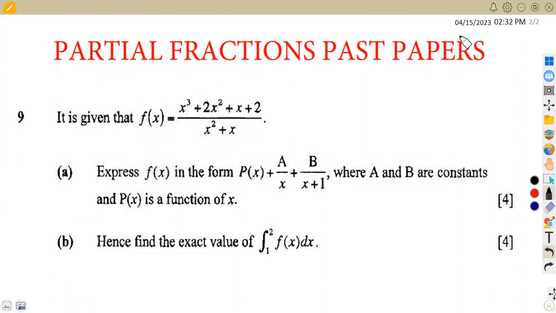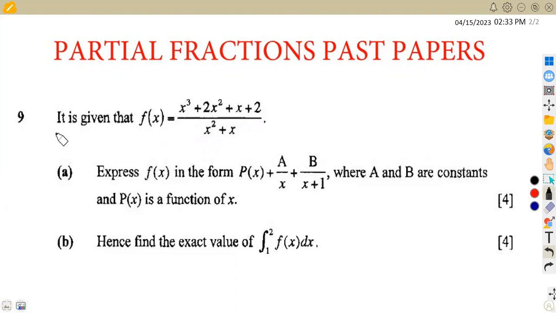Still working on A-level maths, working on revisions. Now we are on partial fractions, working with the past exam papers. In this case, I have some question papers that I just took so that we can have a revision on partial fractions and also see how they ask these typical questions.